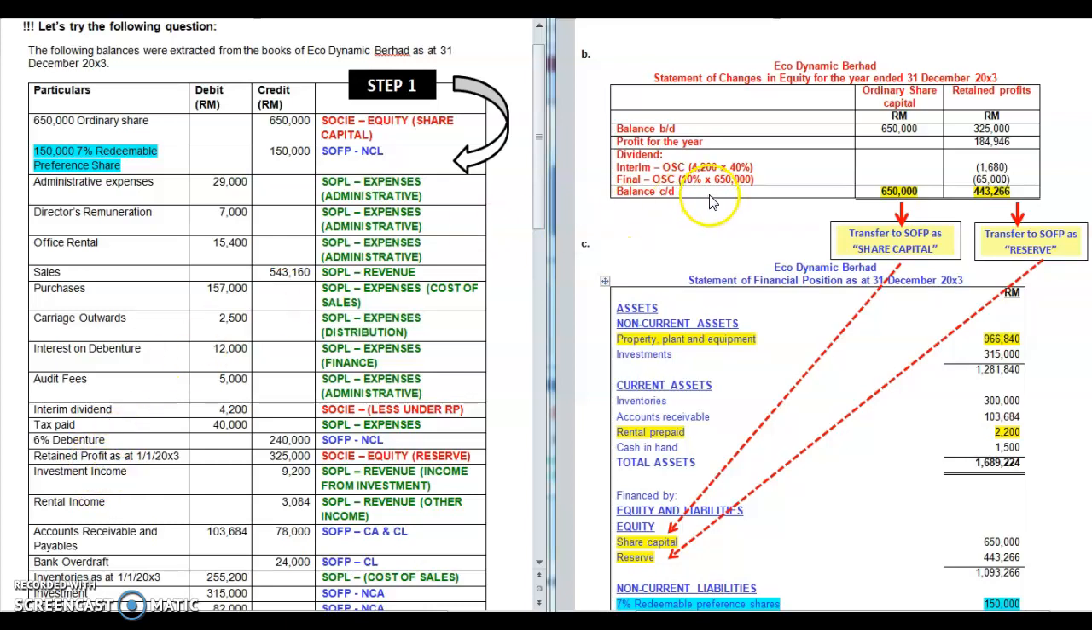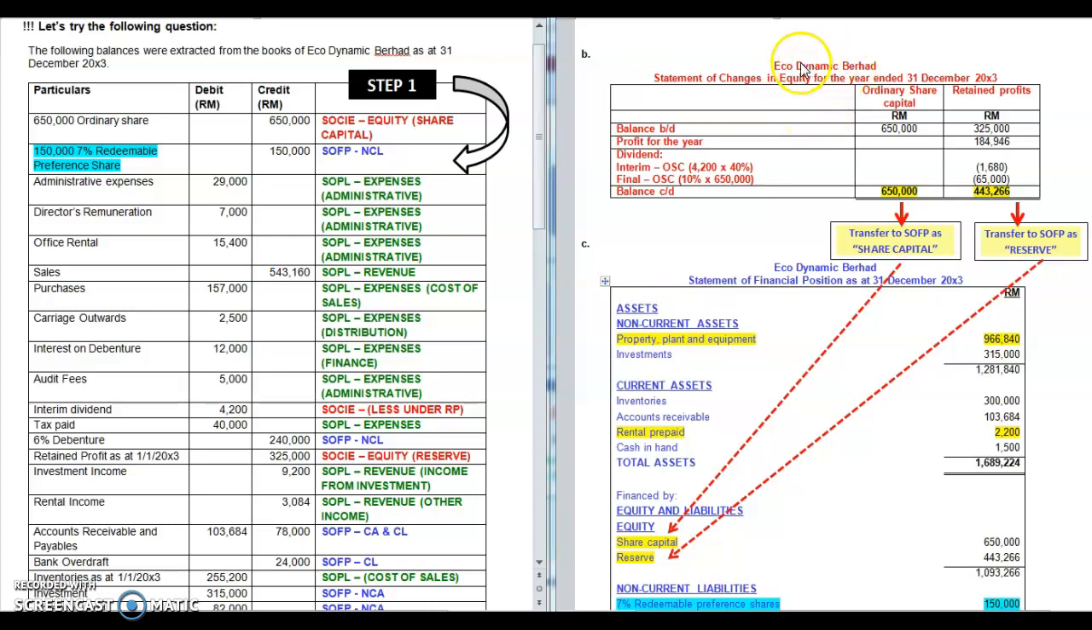Okay, let us start preparing the statement by making the heading. The first line will be the name of the company, Eco-Dynamic Berhad, and the next line is the title of the statement, that is Statement of Changes in Equity, and we use the phrase for the year ended 31st December 2003. Why do we use the phrase for the year ended? Because we are going to report the changes of the equity throughout the year.